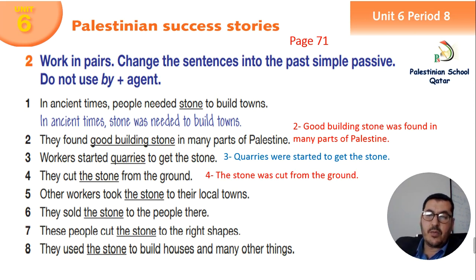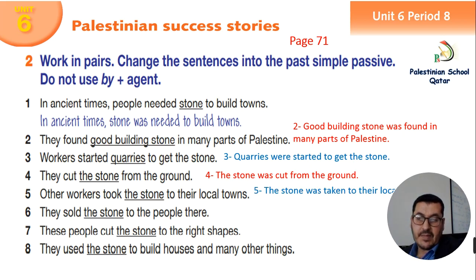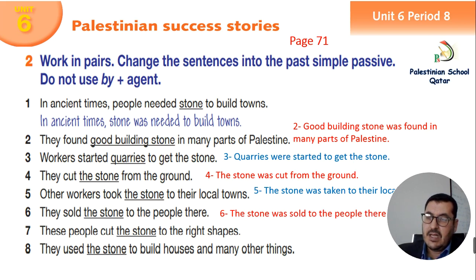Number 5, other workers took the stone to their local towns. Where is the verb? Took. The stone is the object. The stone was taken to their local towns. They sold the stone to the people there. The stone was sold. These people cut the stone to the right shapes. Cut is the verb. The stone is the object. The stone was cut to the right shapes.